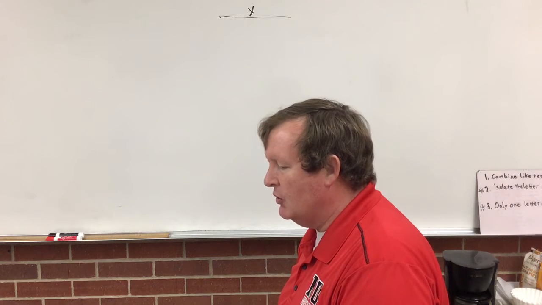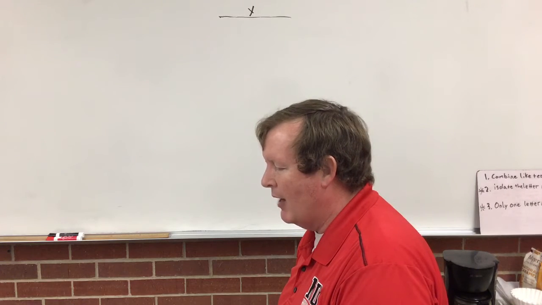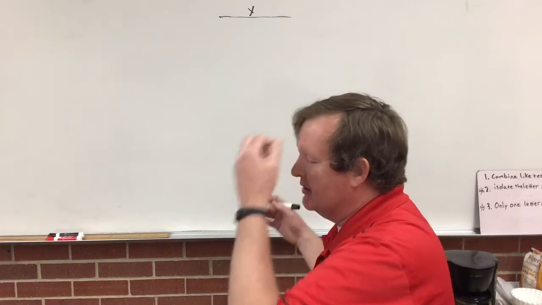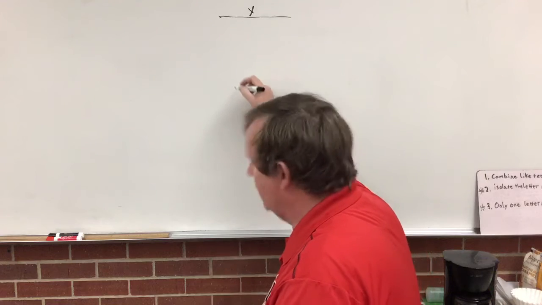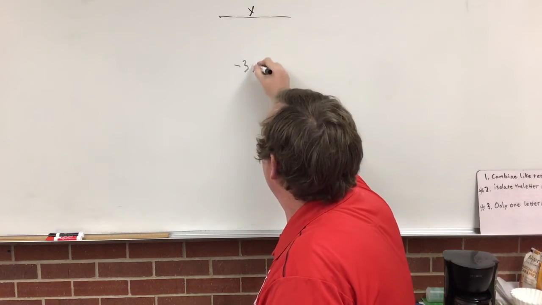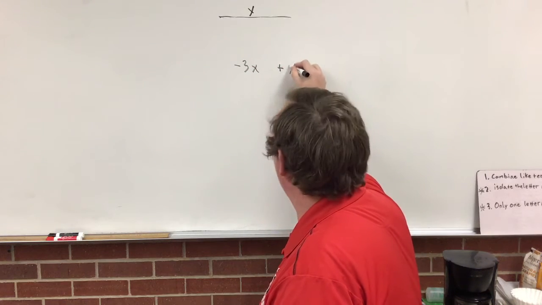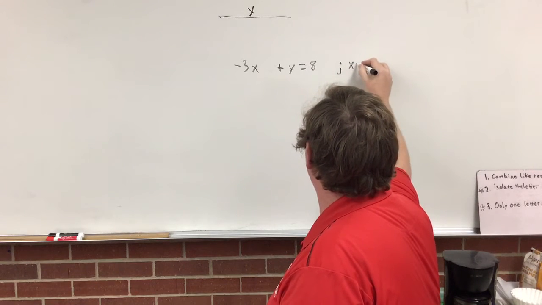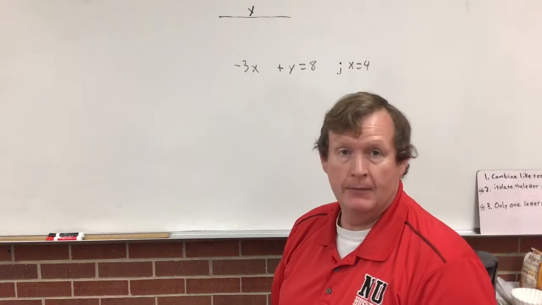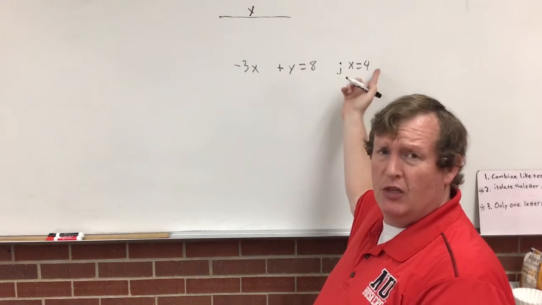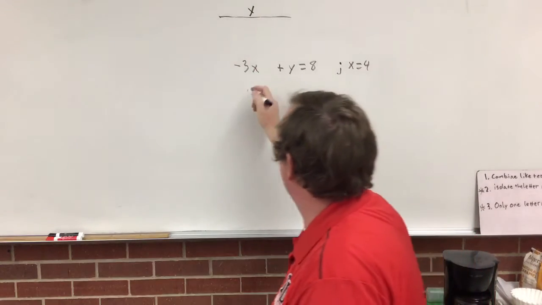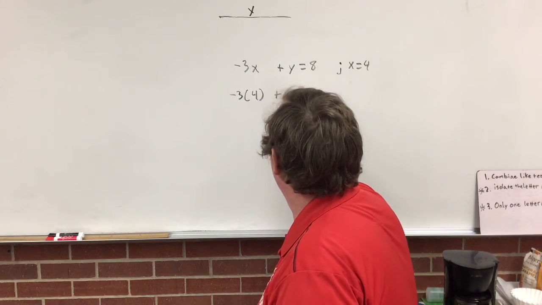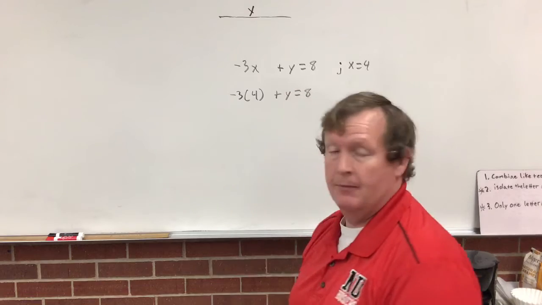Next part says, use the equation to find the value of y when x has a given value. Okay, pretty much the same deal here. Let's look at 16. -3x plus y equals 8. And they're saying, what is y when x equals 4? Okay, so we're only substituting in 1 this time. We're just saying what is y when x equals 4. So we substitute in x for 4, and we'll figure out what y is.